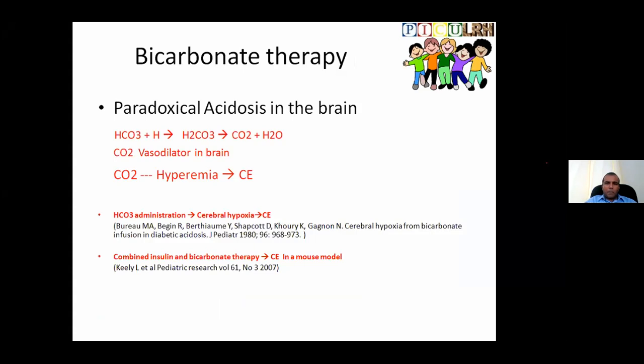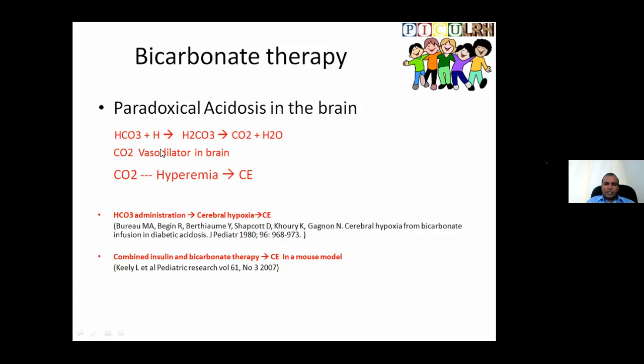What about bicarbonate therapy? This is again very important to understand. So when we are giving bicarbonate, what will happen is the Henderson-Hasselbalch equation will shift from left to right. You are producing carbon dioxide. So this carbon dioxide is very freely movable. It can cross the blood-brain barrier and go to the brain. There, carbon dioxide will combine with H2O, and the same Henderson-Hasselbalch equation will shift from right to left. So basically, you are producing acid.